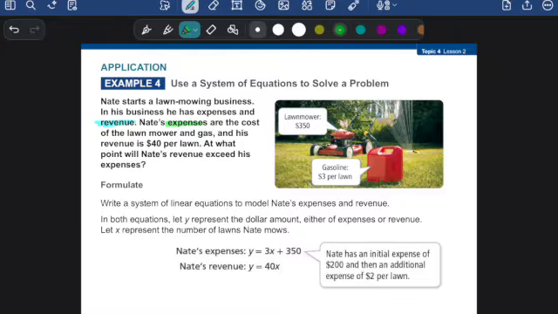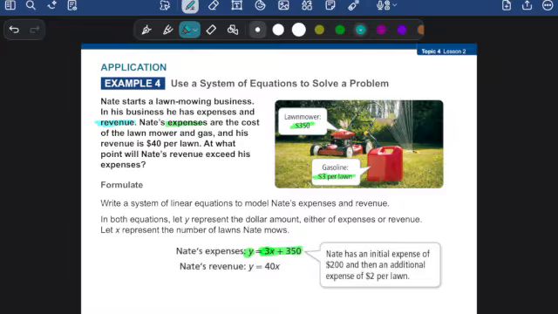For his expenses, okay, y is the cost or the amount of money. X is going to represent the number of lawns he mows. We can see from the graphic, his gasoline costs $3 per lawn, so that's 3x. And his lawnmower is that one-time fee of $350, okay? You can see here, the initial expense was $200, and then it costs $2 per lawn to upkeep his lawnmower, probably making sure there's oil and things like that.